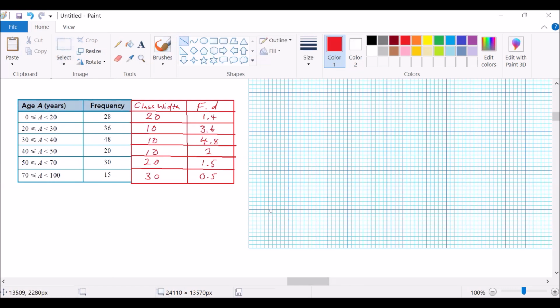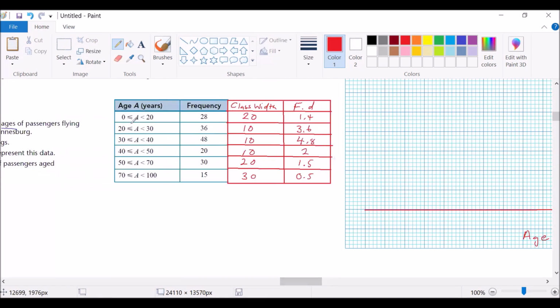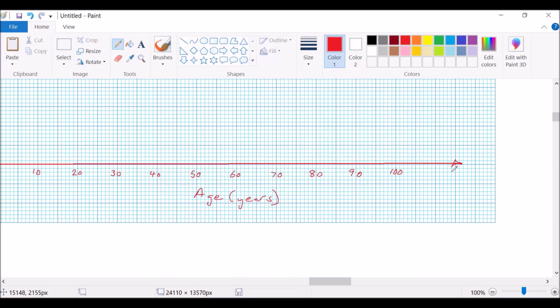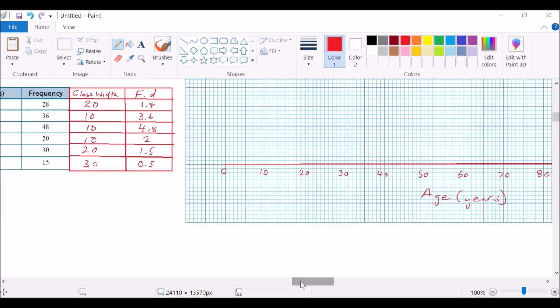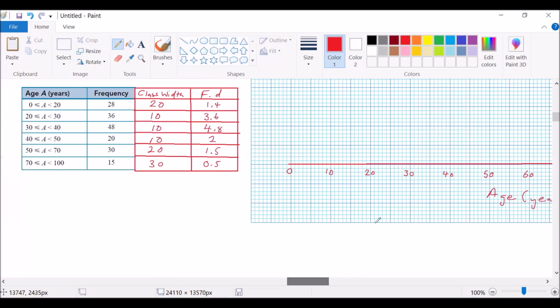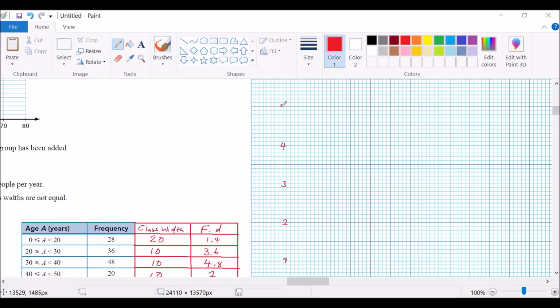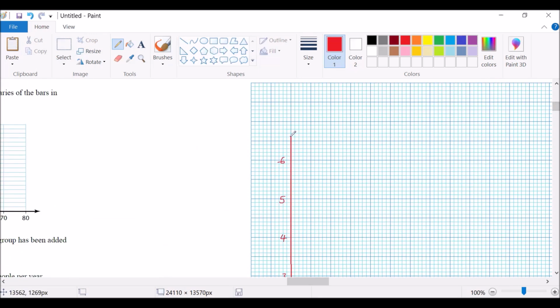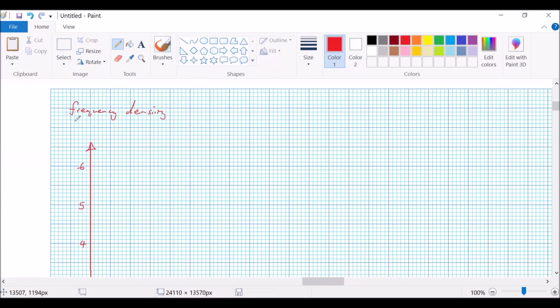Now we construct our histogram, the horizontal scale for our age in years. Our range is from 0 to 100. So our scale, 2 centimeters represent 10 units, or one small square represent 1 unit for our horizontal axis for the age. Now the frequency density is from 0.5 to 4.8. So we can say 1, 2, 3, 4, 5, 6. So we label our frequency density calculated as number of people per year. So the unit is people per year.